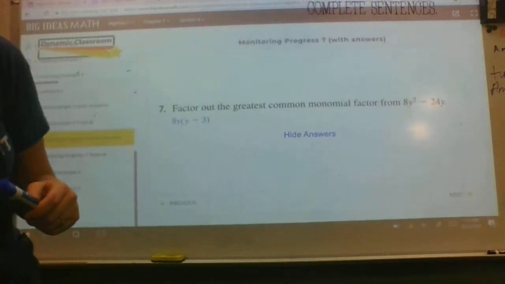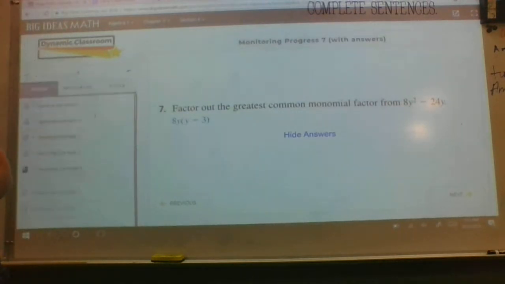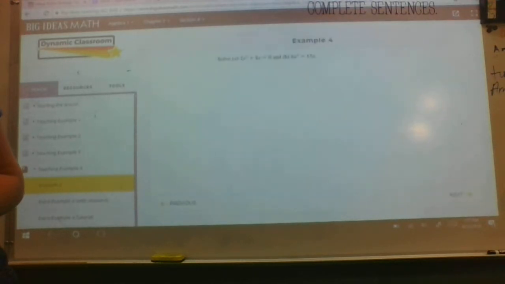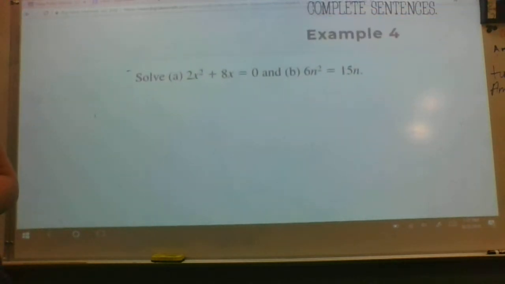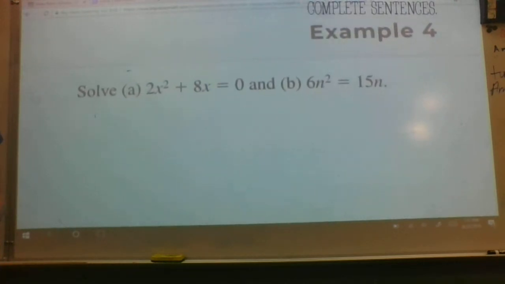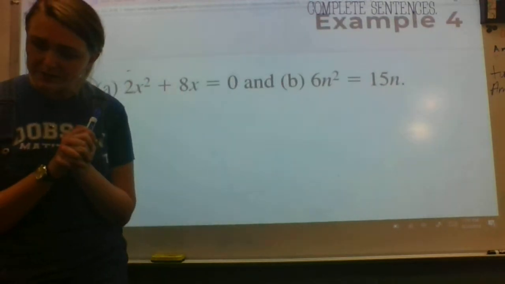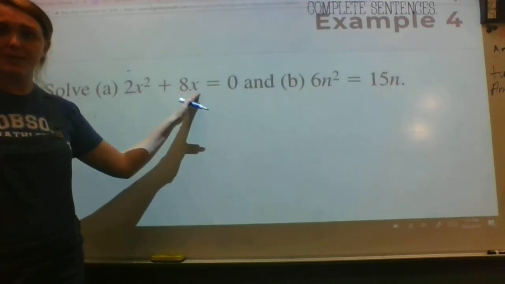So on the next problem that we see, which says to solve, oh, wrong one. Here we go. Solve 2x squared plus 8x equals 0 and 6n squared equals 15n. They're 2 separate problems, but we're going to put everything we've learned so far in this lesson together on this problem, okay? So, I cannot solve this because it is not factored.